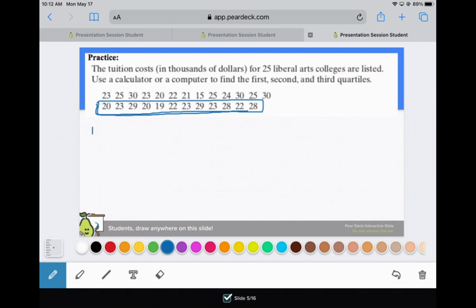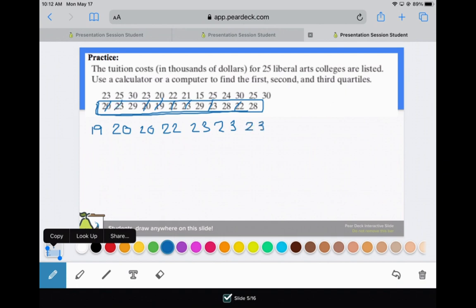So I'm going to start with 19. Then I have 20. Then I have 22. Then 23. I have 2 of those. The next, I have one more 23. And then I have 28. There's 2 28s. And then I have 2 29s. So I have 2, 4, 6, 8, 10, 11. So I have 11 numbers together.